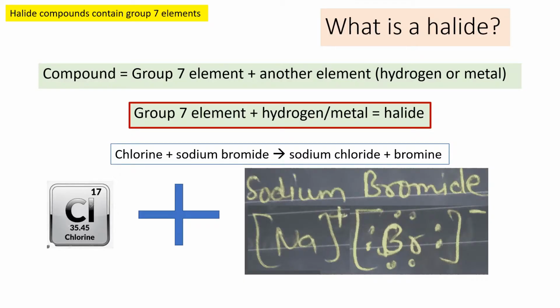Let's have a look at this chemical reaction. You've got chlorine plus sodium bromide. That produces sodium chloride and bromine. Why does that happen? Because chlorine is more reactive than the bromine from the bromide.